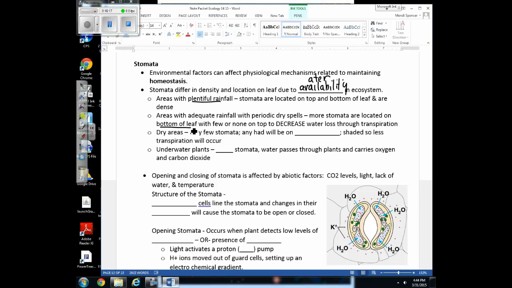When you have plants in very dry areas, they'll be less dense than a plant that's in an area that has more adequate rainfall. And so if they do have those stomata, they're all going to be on the bottom of a leaf where it's shaded. If you have an underwater plant, you're not going to find any stomata. And we're actually going to do a stomate peel on a few plants so that you can see and calculate the density of stomata.